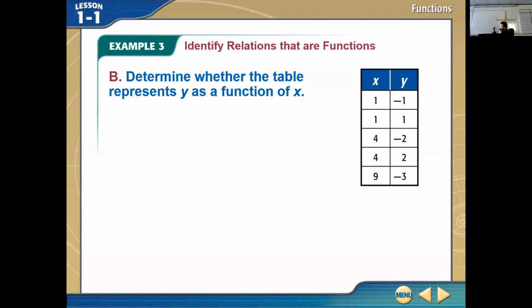So if we were to plot these points on an xy plane and we were to draw a vertical line on the x value of 1 and the x value of 4, we would touch our relation twice. So this would not be a function at all.